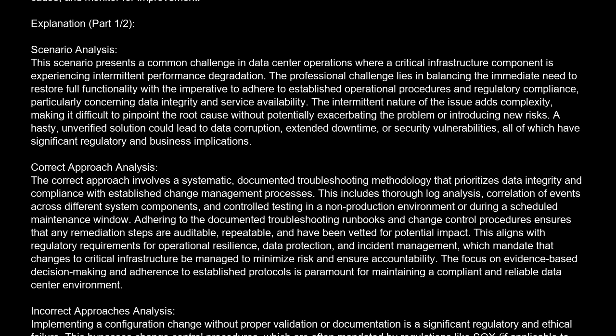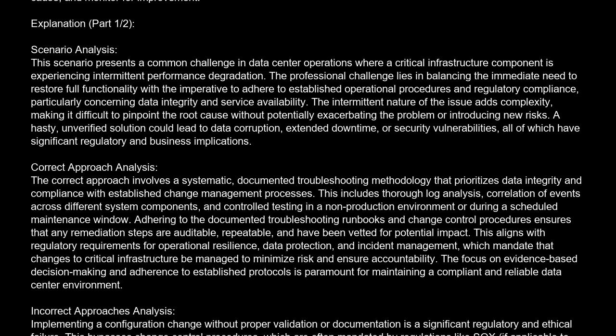This scenario presents a common challenge in data center operations where a critical infrastructure component is experiencing intermittent performance degradation. The professional challenge lies in balancing the immediate need to restore full functionality with the imperative to adhere to established operational procedures and regulatory compliance, particularly concerning data integrity and service availability. The intermittent nature of the issue adds complexity, making it difficult to pinpoint the root cause without potentially exacerbating the problem or introducing new risks.